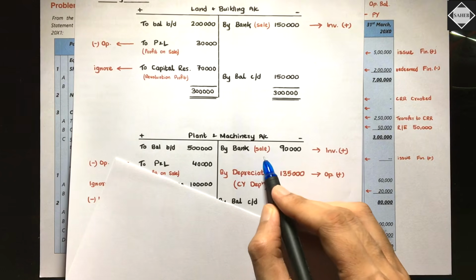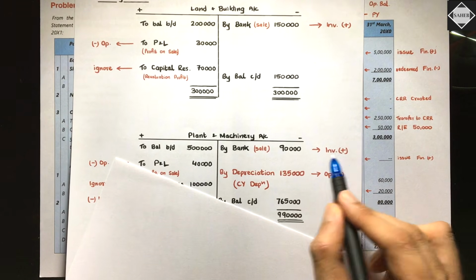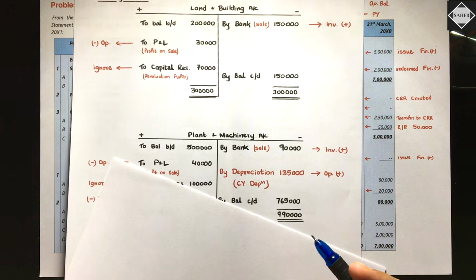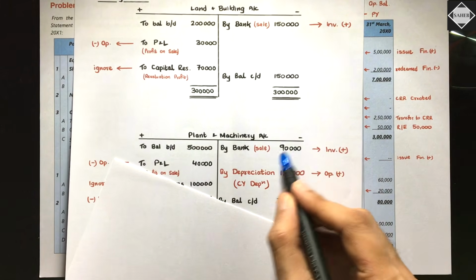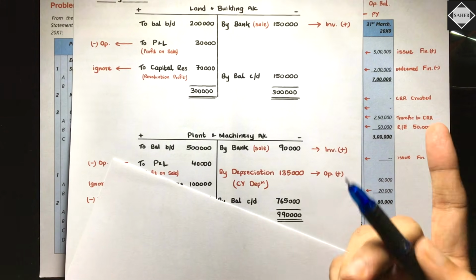By bank, you will write in the bracket sale. And this is an inflow under investing activity, so it will be added. You all know that. Simple and straightforward. And then we have made a profit of 40,000. We have sold for 90, the written down value of that is 50. 90 minus 50, that's 40.